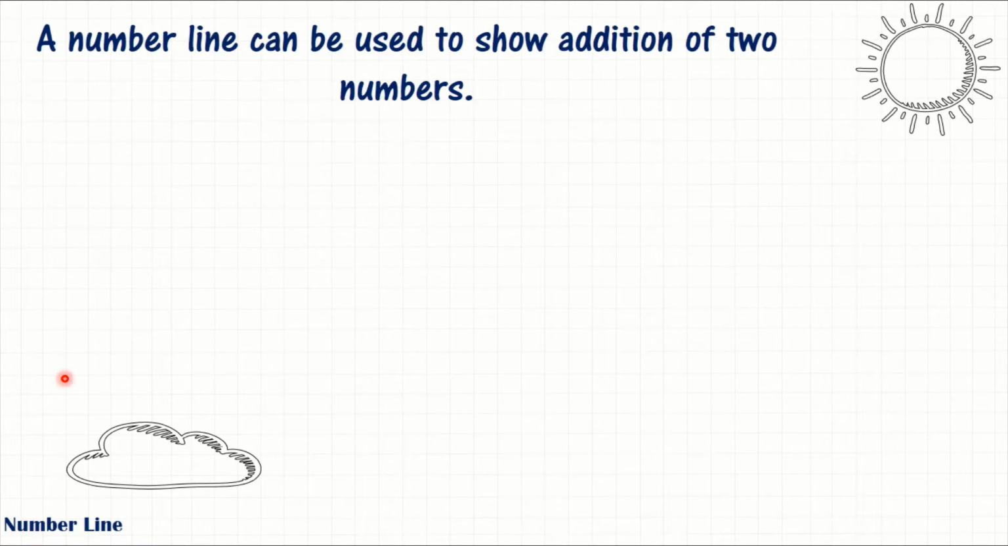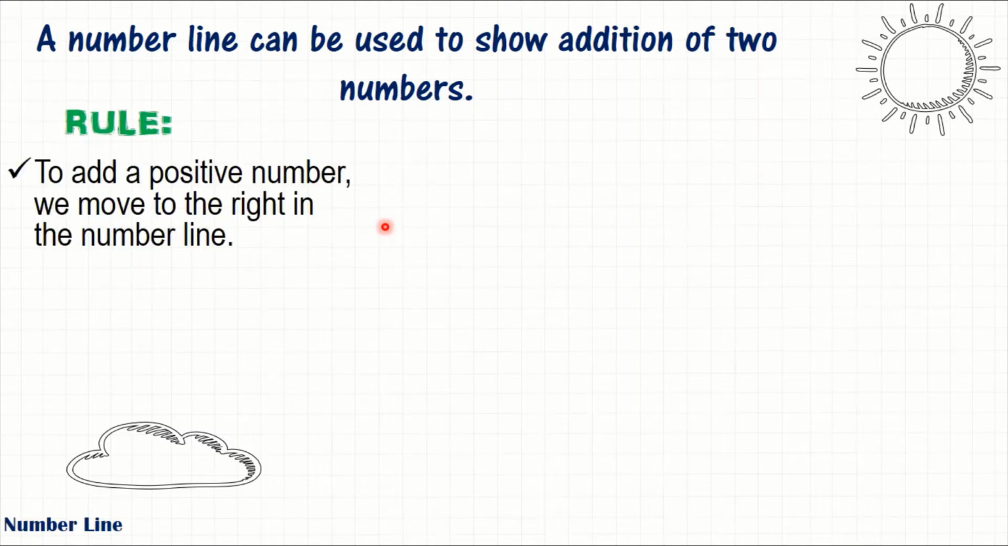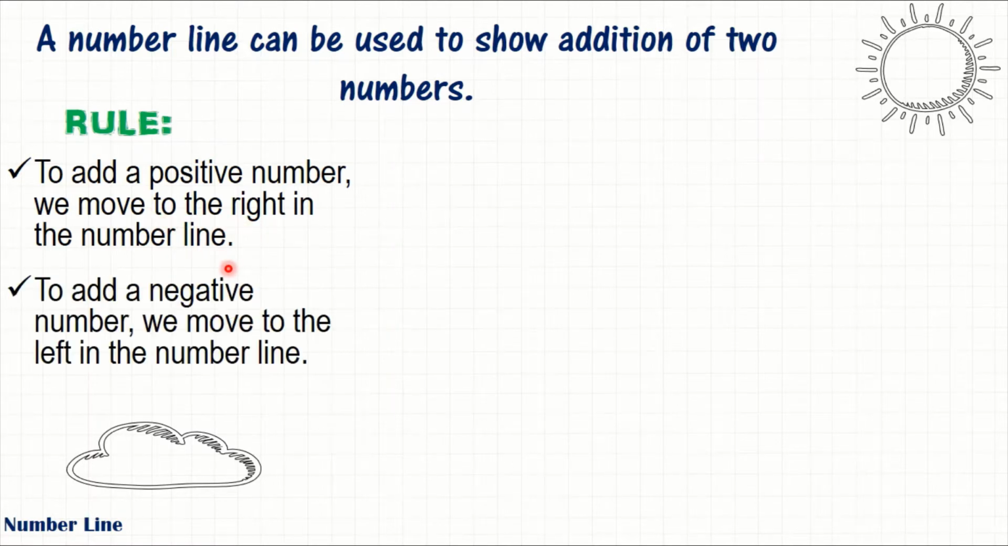A number line can be used to show addition of two numbers. And we have rules for this. Number 1, to add a positive number, we have to move to the right in the number line. And then, to add a negative number, we have to move to the left in the number line. So for us to understand, let us have our example.